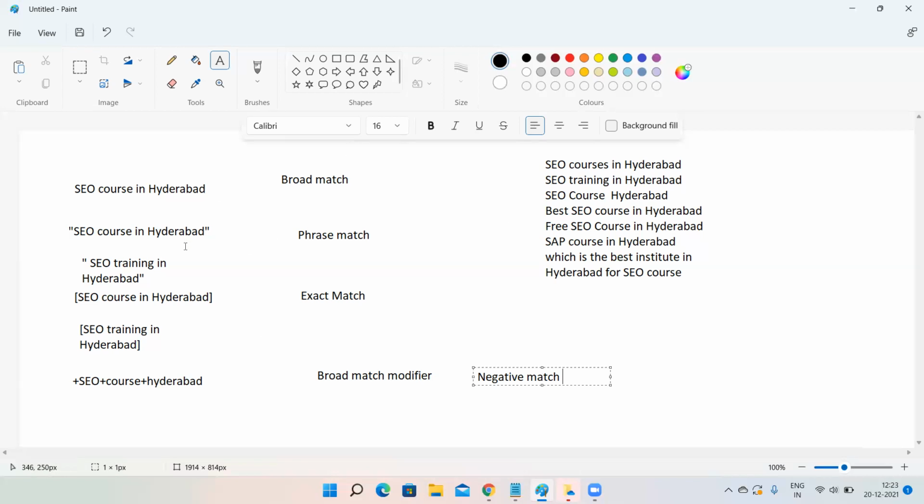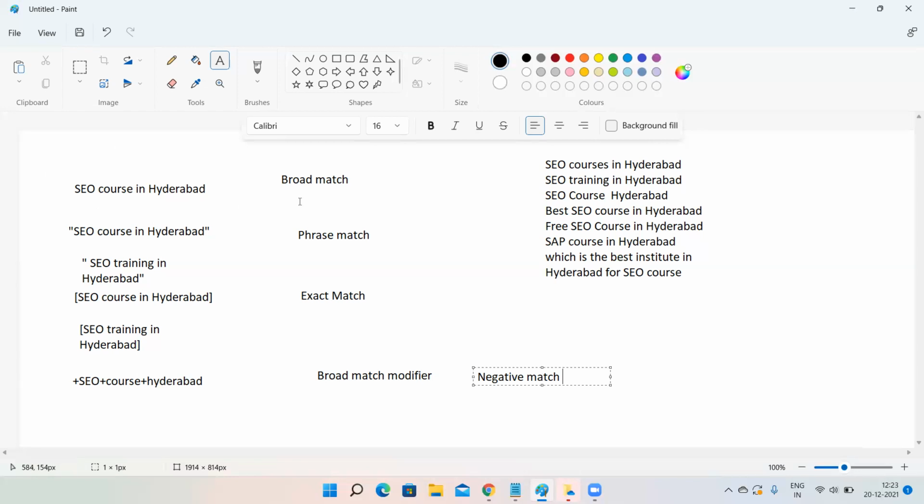Keyword match types. One more time, I'll just cover it. Broad match. Now assume that this is the keyword I have targeted, "SEO course in Hyderabad." If it is a broad match, that means you have not given any quotation marks or any brackets or any plus symbols. Then automatically, without any symbols, it will become a broad match only. By default, when we created campaigns also, you have seen over there, it was broad match only, because by default, Google will take broad match to take more money from the advertisers.